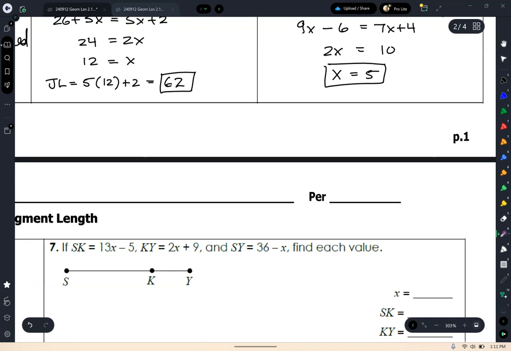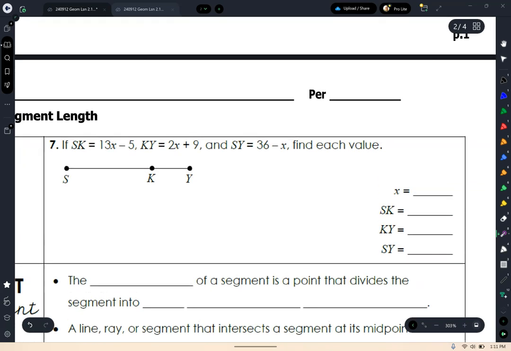All right, let's flip over and talk about 7 real quick. So take a look at number 7. Now, we're not going to do 7 together right now, but let's just take a look at it. Here, you can see in this picture, again, we have 3 collinear points, S, K, and Y, K being in between S and Y. And we're given some information algebraically about the distance from S to K, the distance from K to Y, and the distance from S to Y. They're all X-related expressions.